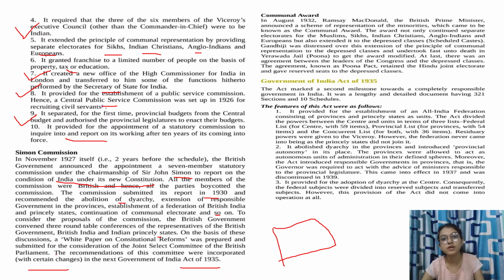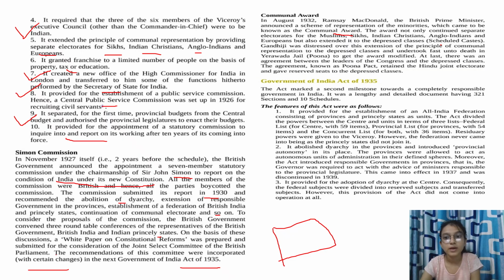So 1935 is the revised version of the Government of India Act 1919 with certain reforms. What is the Communal Award? In August 1932, Ramsay MacDonald, the British Prime Minister, announced a scheme of representation of the minorities, which came to be known as the Communal Award. So, this is the very meaning of what the Communal Award is. The award not only continued separate electorates for the Muslims, Sikhs, Indian Christians, Anglo-Indians, and Europeans, but also extended it to the depressed classes, that is, scheduled castes.